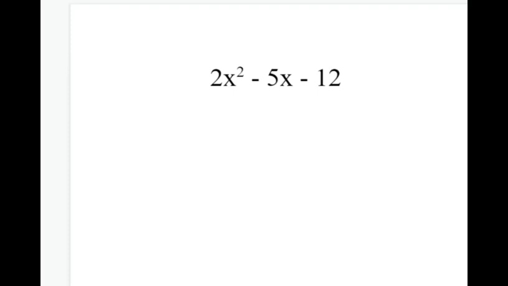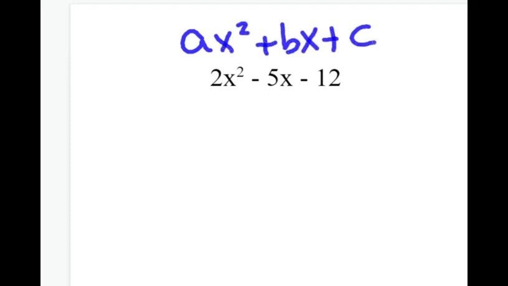Okay, so we're going to be going over a mixed review of different kinds of factoring depending on the expression. So if I look at this expression right here, you'll notice that it's a trinomial of the form ax squared plus bx plus c. Okay, so just keep that in mind as we go.